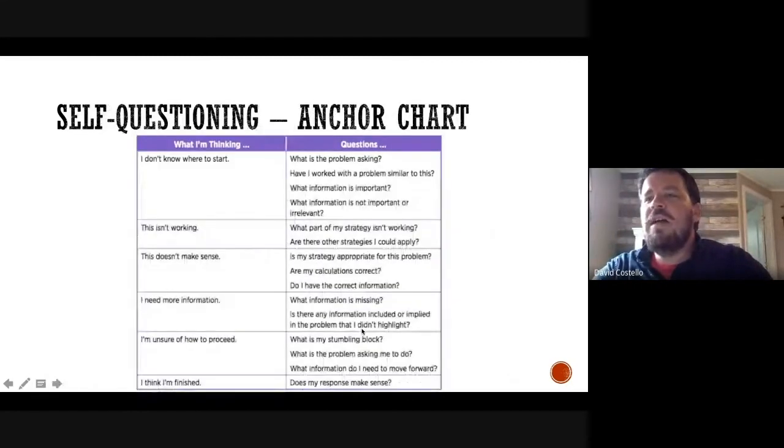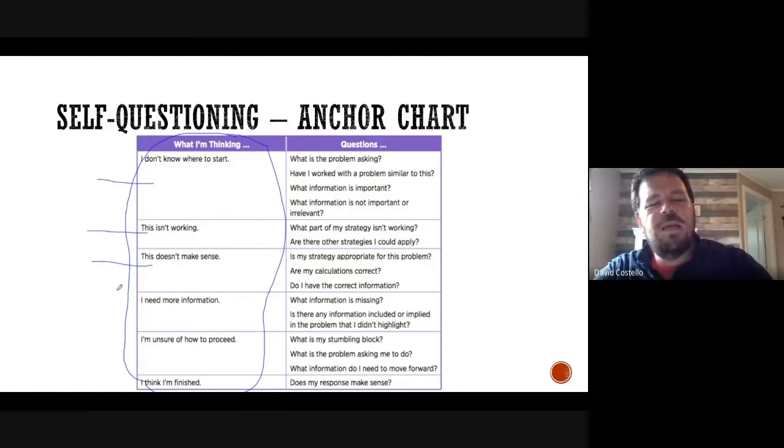And here is one type of anchor chart that we use for the self-questioning. When students have these feelings or emotions, I don't know where to start, this isn't working, this doesn't make sense, I need more information, I'm unsure of how to proceed, or I think I've finished. When they have the I don't know where to start, these are some of the questions they can ask themselves to help them work through that stumbling block, or to go to the next step.